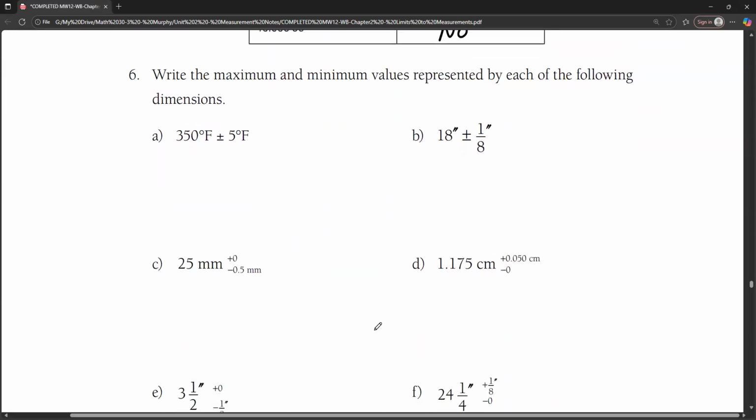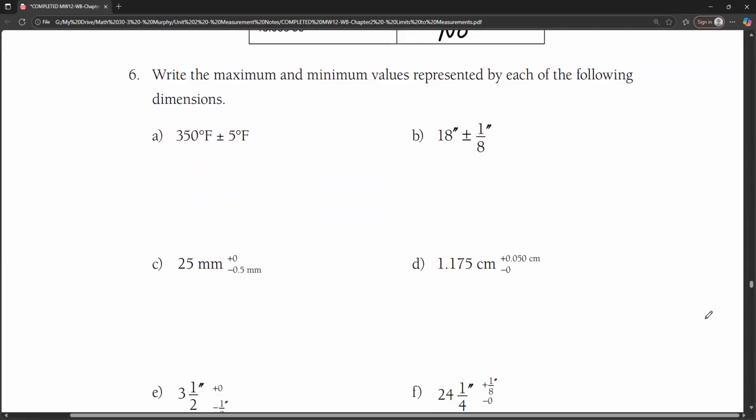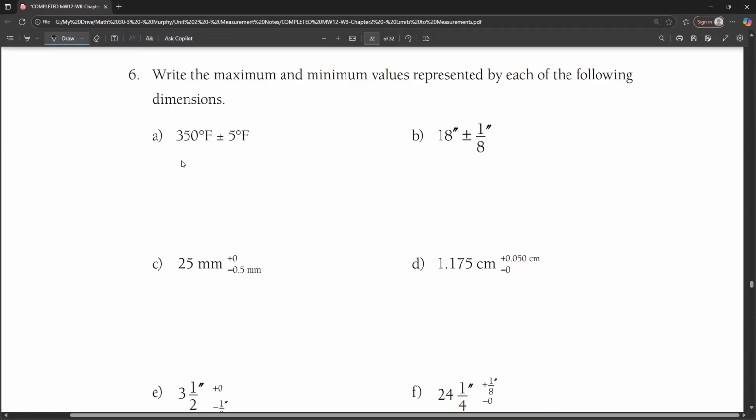Okay, number 6. Write the maximum and minimum values represented by each of the following. So 350 plus 5 would give us 355. Minimum 345.